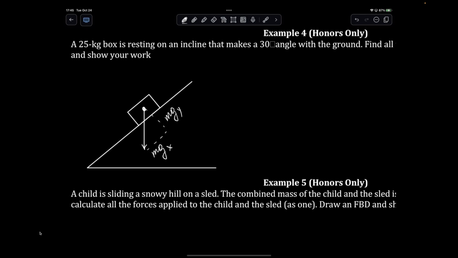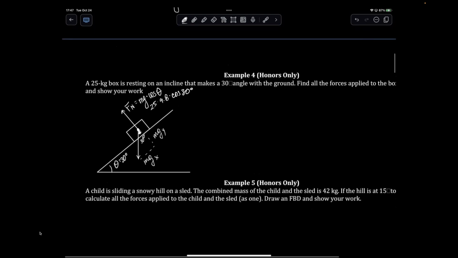Then my mgy is supported by normal force, force normal, which is equal to mg cosine of theta. If this is theta, which is 30 degrees, then it's over here as well. This is my 30 degrees. I can do 25 times 9.8 times cosine of 30. That will be my normal force. And then what else do we have?